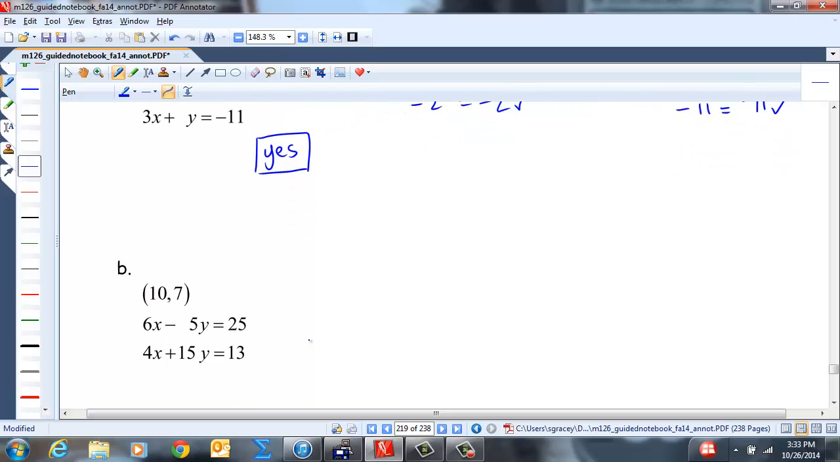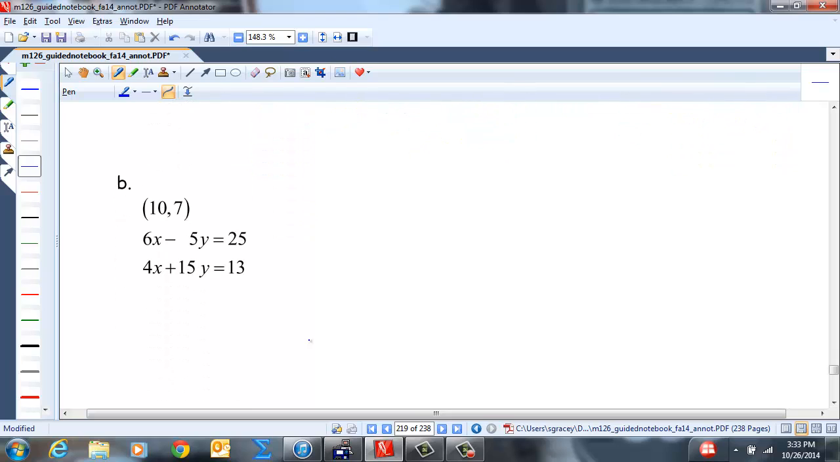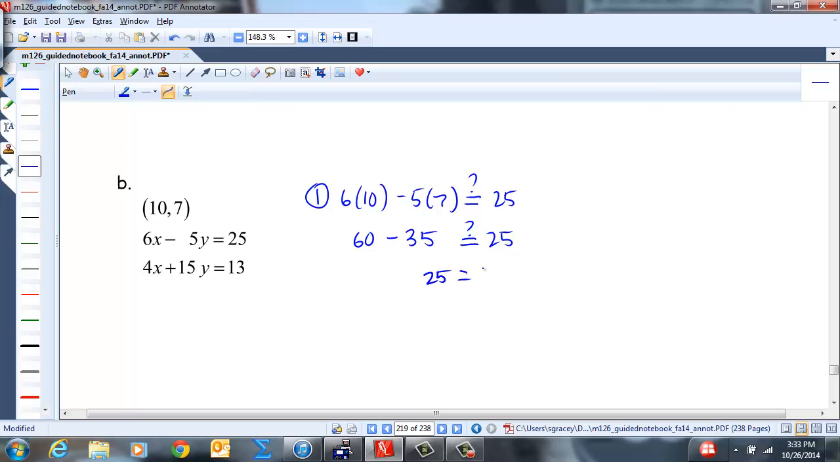Okay, so on to the next one. The ordered pair 10, 7. So checking the first guy, 6 times 10 minus 5 times 7, is that equal to 25? 60 minus 35, is that equal to 25? 25 equals 25, so the first one checks out. So then let's try the second one.